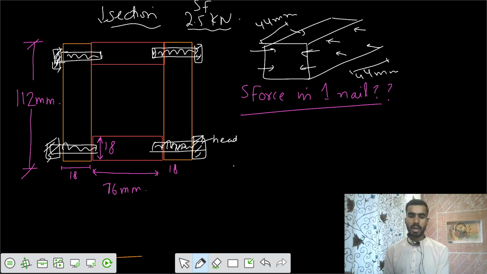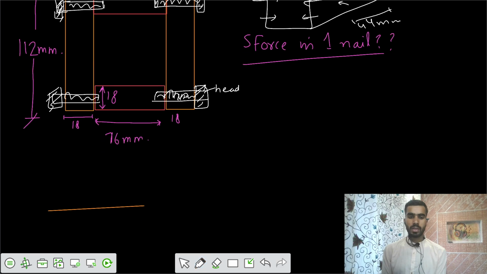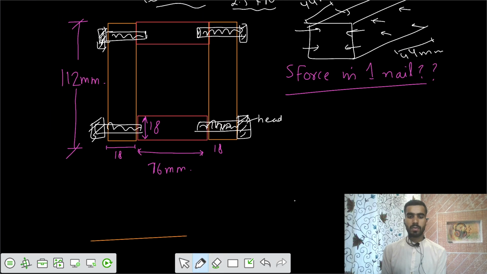If you see, by the symmetry, if you take any one of those bolts, you can get the shear force. You can get the same value of shear force in each of those bolts. So that's why it says to get the shear force in the nail. That means you can take any one because of the symmetry. If you see, this is 76 plus 18, that is also equal to 112 millimeter.